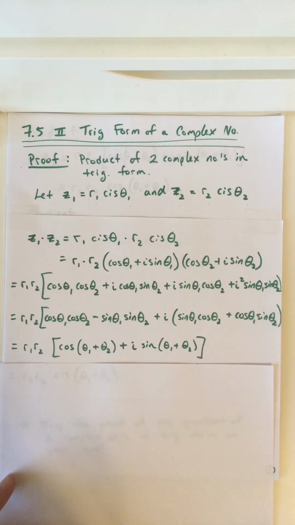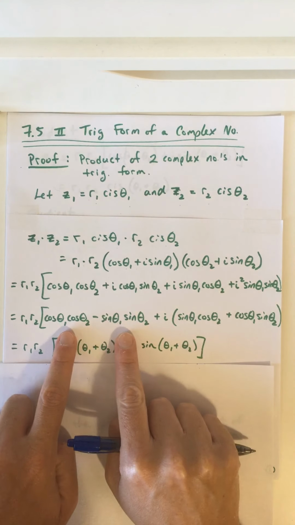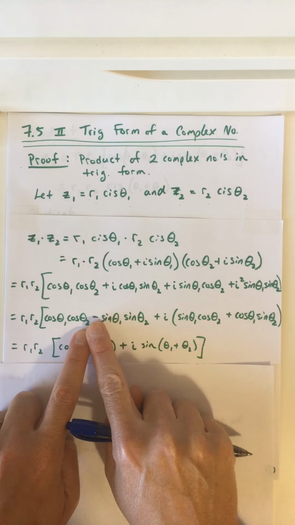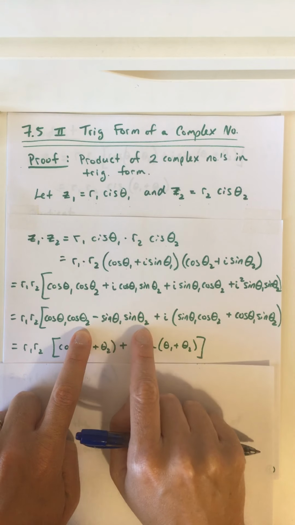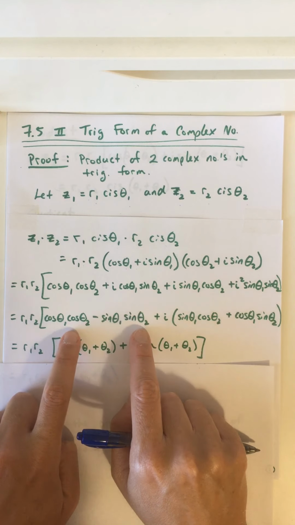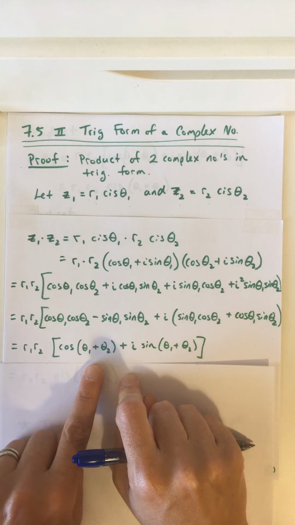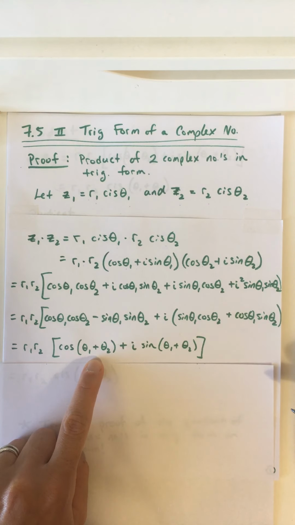Maybe you recognized that these first two terms, the cosine of an angle times the cosine of a second angle, minus the sine of the first angle times the sine of the second angle, this is a formula that we've seen in the past. This is the cosine of the sum of those two angles.